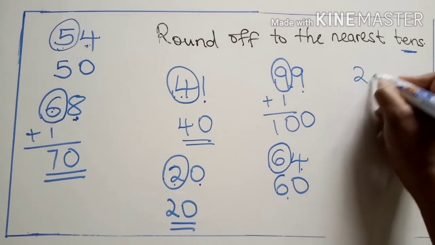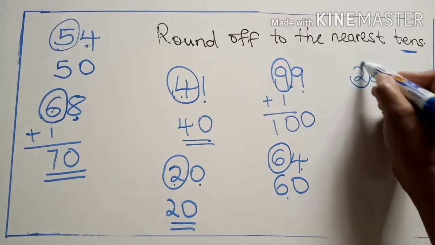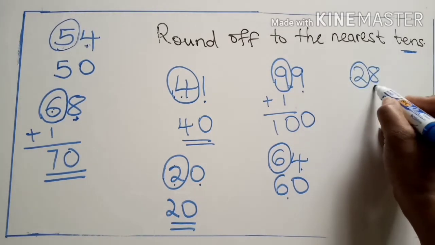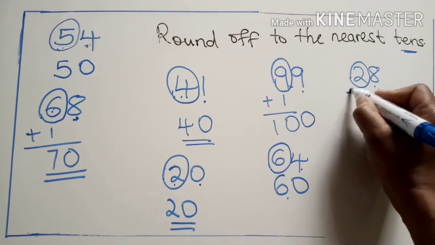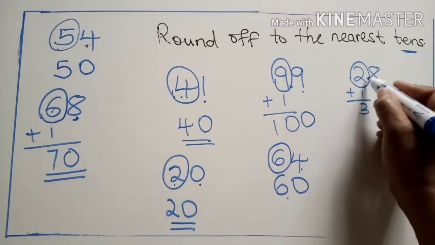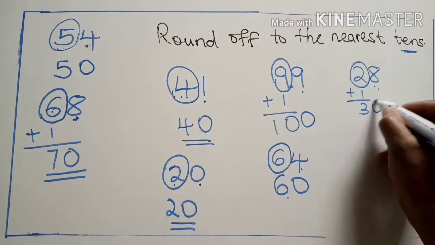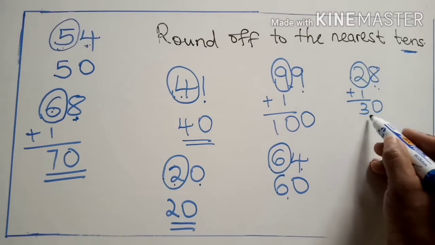Let's look at 28. We want to round off 28 to the nearest tens. These are our tens. Now, the number to the right of these tens is already a 5 and above. So that means we are going to round up. Rounding up means we'll add 1 to our tens so that we have 3. And then the numbers after the tens are converted to 0. So our rounded off number is 30.